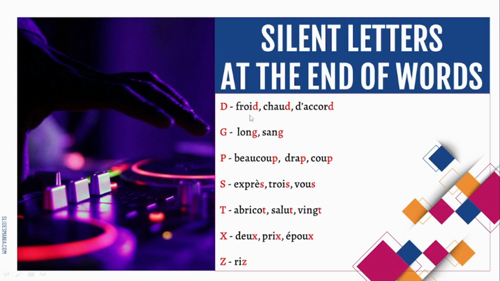Then the next silent letter we're going to look at is G. Examples of this are long, like it's long, c'est long. And we have sang, meaning blood. So we have long and sang.